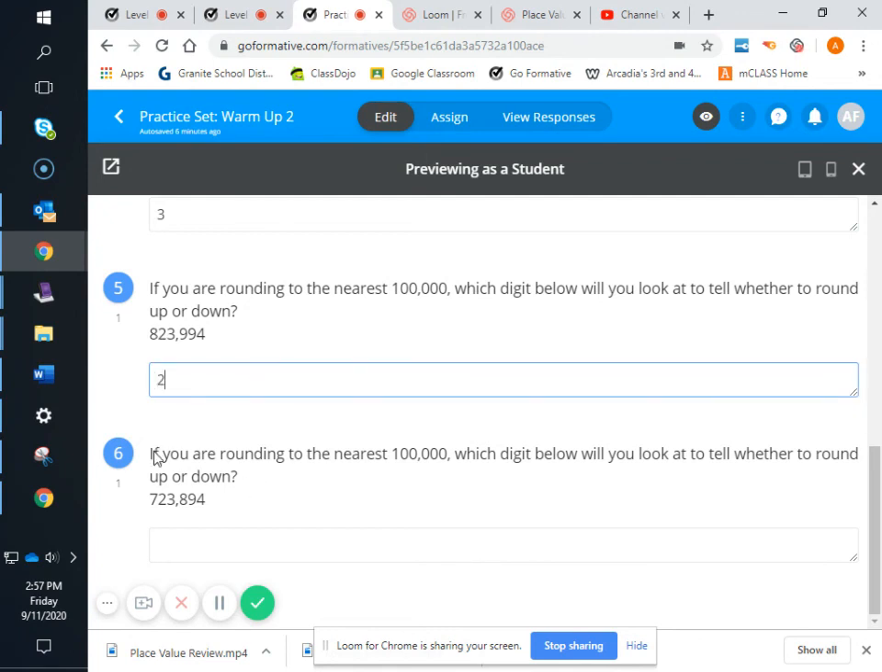The last one is the exact same thing. We're rounding to the nearest 100,000. We just have to figure out which digit is going to help us round correctly. It goes ones, tens, hundreds, thousands, 10,000s, and 100,000s is here. So that means this 2 is going to help us round correctly.